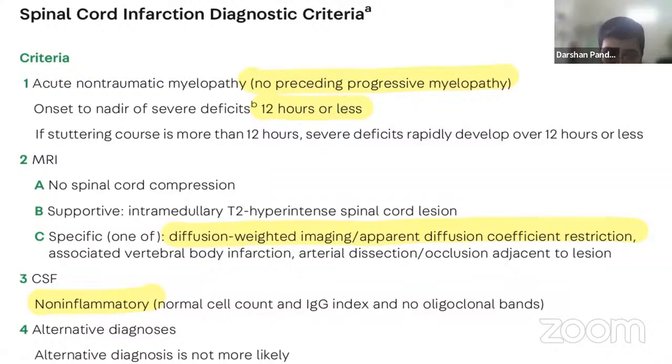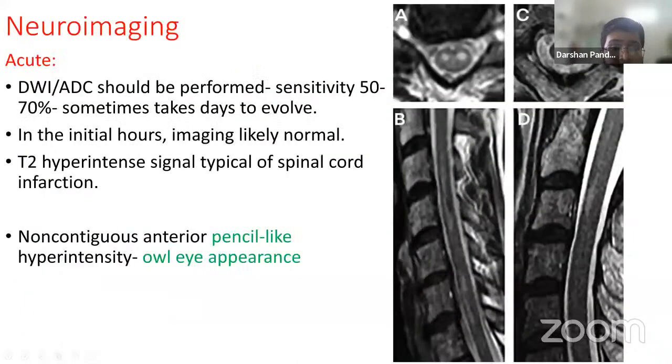Or if it is more than 12 hours, then the severe deficits should rapidly develop over 12 hours or less. An MRI should show no spinal cord compression. It should have an intramedullary T2 hyperintense spinal cord lesion or supportive findings like diffusion or ADC restriction, or associated vertebral body infarction or arterial dissection. CSF should be non-inflammatory, and alternative diagnoses ruled out.